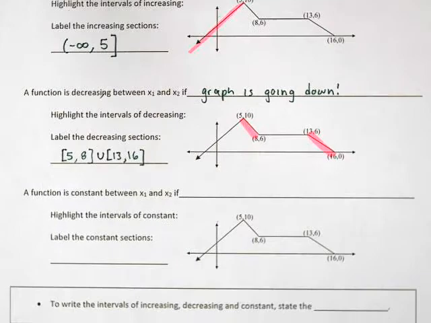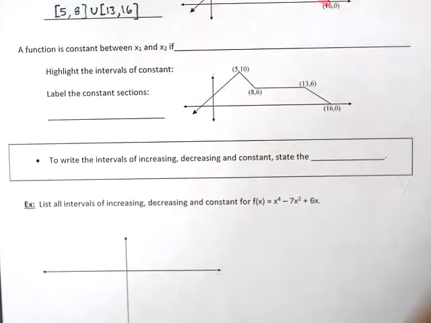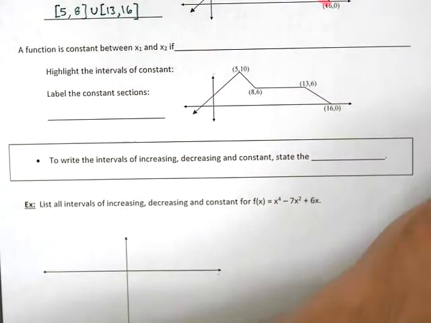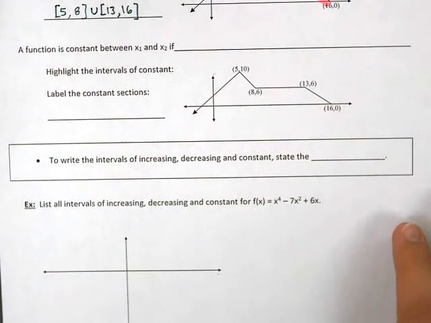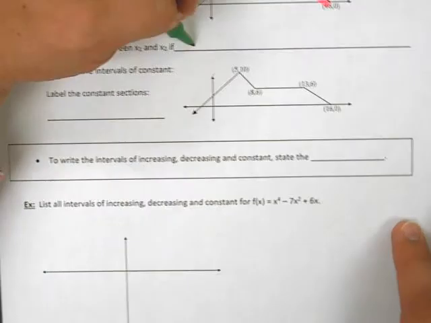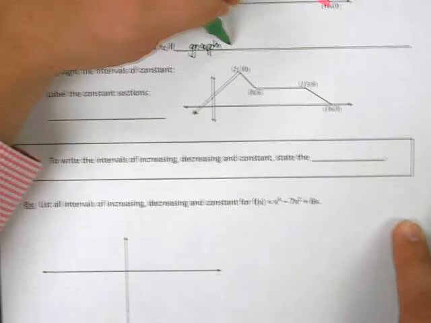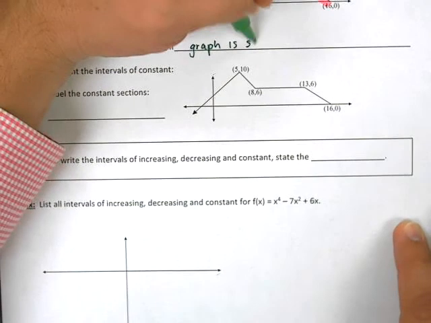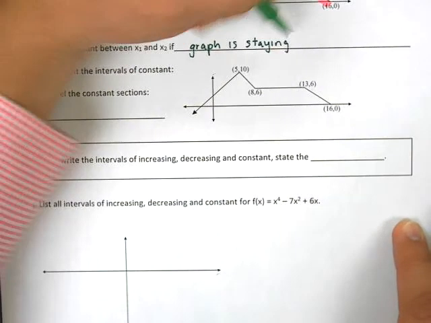Now, I'm pretty sure we can all do the next section on our own, but let's just do it anyway, okay? We know a function is constant between x1 and x2 if the graph is staying the same.